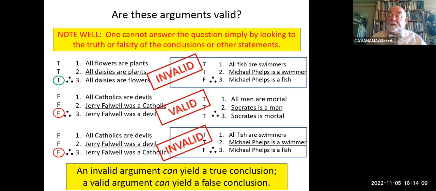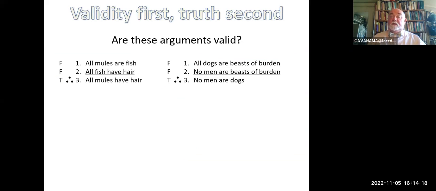So again, discipline yourself to look at validity first, look past the substance, look past the truth value, ask the validity question first, and then you can go on to the substance part, the truth. A couple more arguments. Let's see. Are these arguments valid? Well, let's see. All mules are fish. All fish have hair. Therefore, all mules have hair. Well, the premises are false, but the conclusion is true. So what do we do? Is it invalid because of the falsity or valid because of the truth?